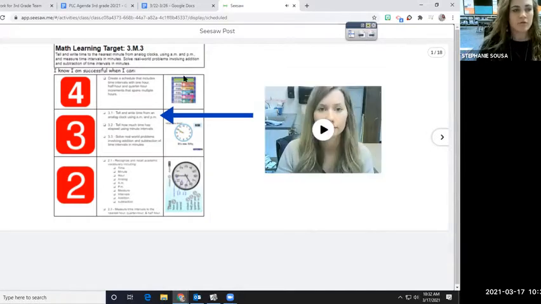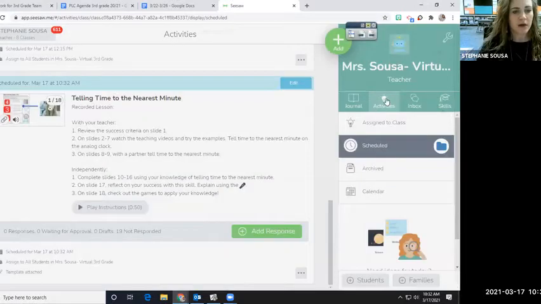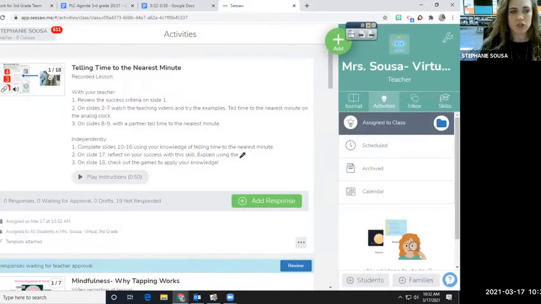Okay, if you would please, on Seesaw, you have an activity that has just released to you. Share your screen. I'm sharing my screen. You are going to click on the activities light bulb to refresh that feed, and it will load that activity up top for you. Telling time to the nearest minute is what we're going to work on.